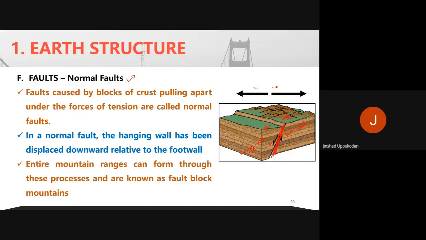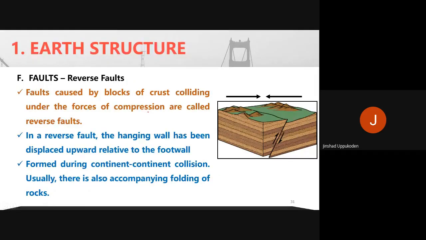So normal faults will result in entire mountain ranges to be developed. You can see the mountain ranges that are shown here. When this corresponding block moves up, these mountainous regions are formed here. It is also called fault block mountains.